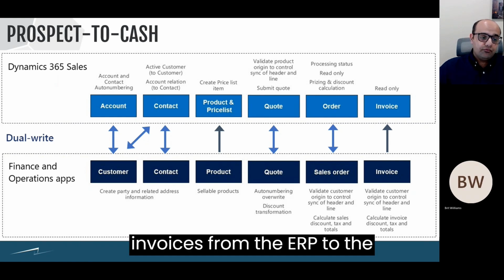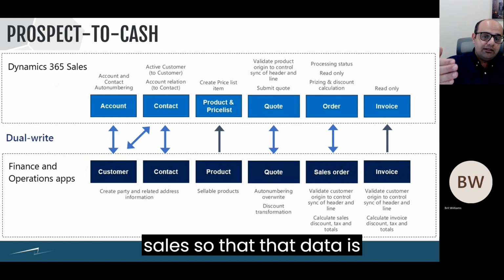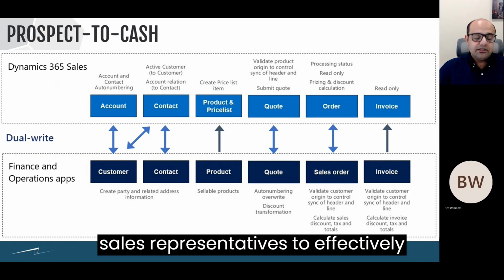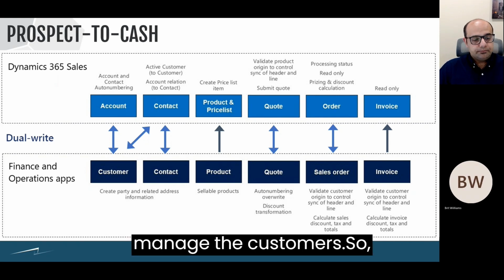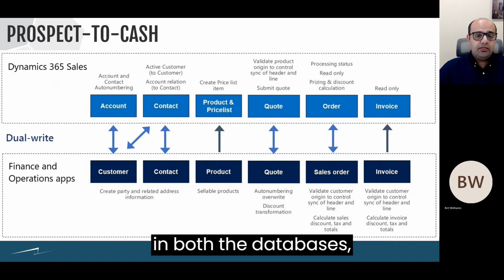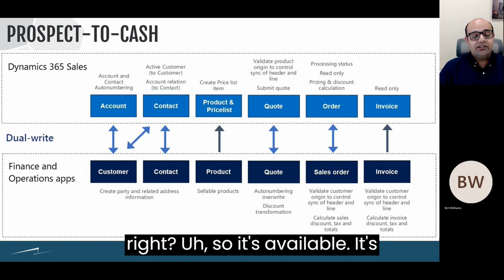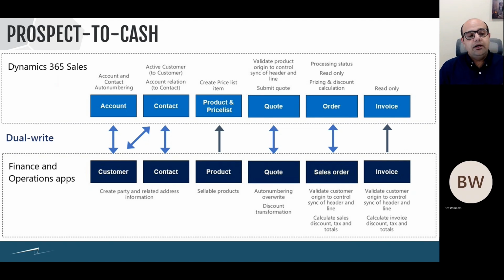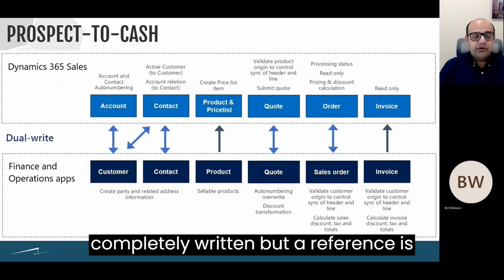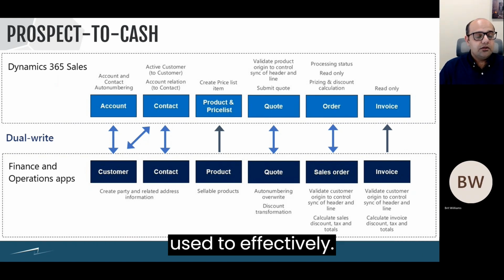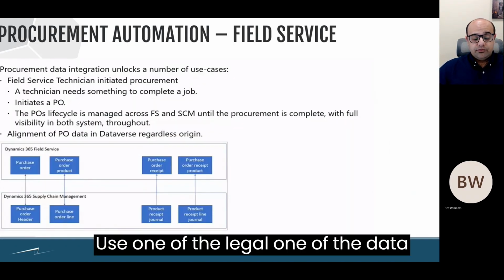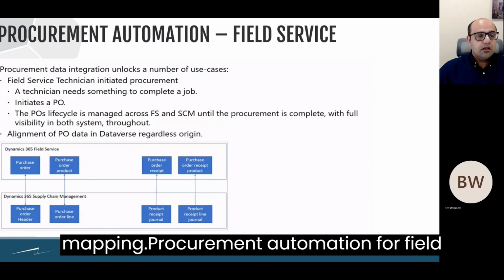You can have invoices from the ERP to the sales side, so that the data is available for CE or for the sales representatives to effectively manage the customers. So with dual write, the data is written in both the databases, right? So it's physically available. There is another concept of virtual entities, in which the data is not completely written, but a reference is used to effectively use one of the data entities which are not available for the mapping.